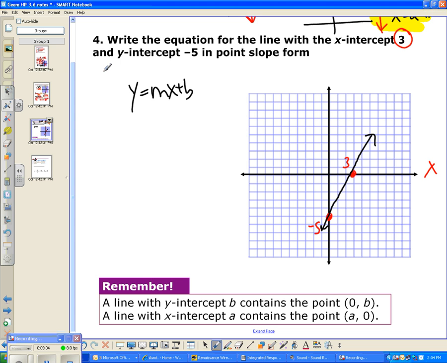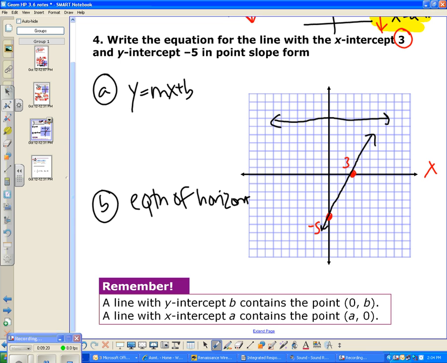Okay, so this one's 4a. We'll call this 4a. Give me that equation. 4b, go ahead and write the equation of this supposedly horizontal line. So give me two equations. The equation of the horizontal line that I drew, and then the equation of this one with the x-intercept at 3 and y-intercept at negative 5.